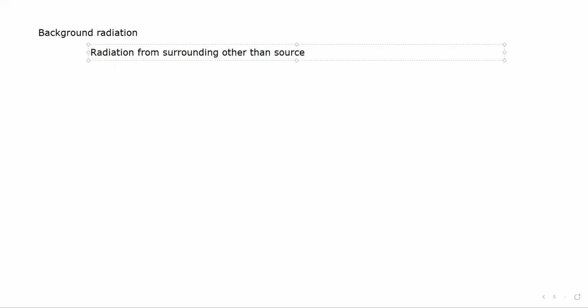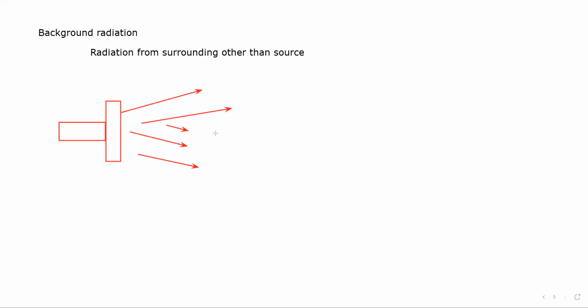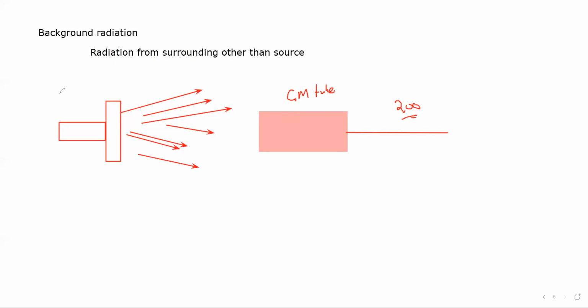Example, you have a radioactive source. It is emitting radiations. And you place a detector, the GM tube. You should know the name of the detector. That's called a Geiger-Müller tube, or in short, a GM tube. It's a cylindrical tube. So a GM tube, for example, records 200 radiations when it is placed in front of the source.